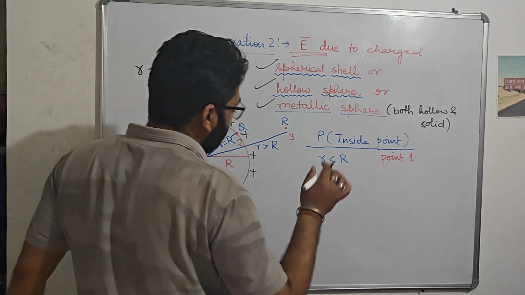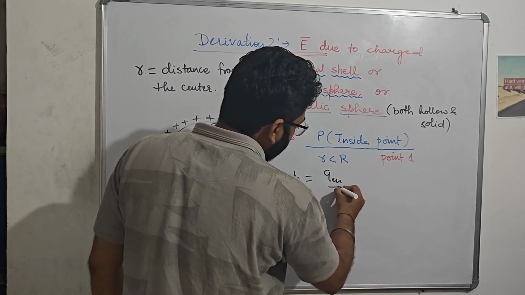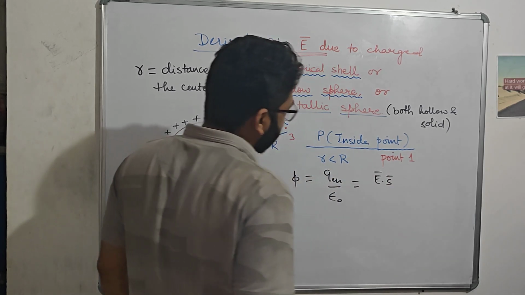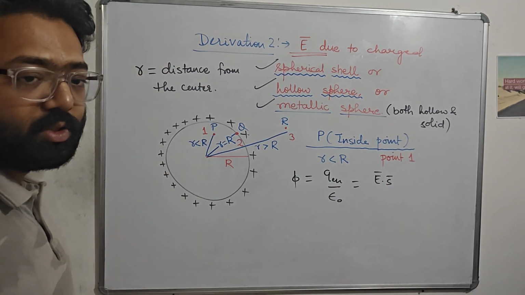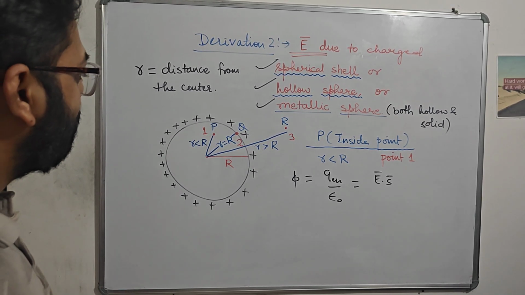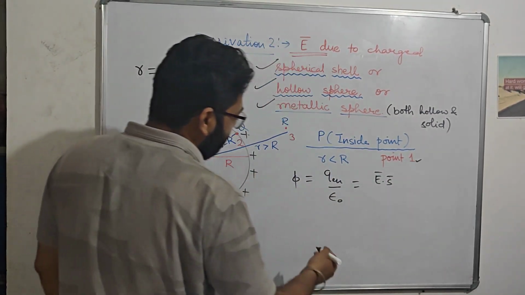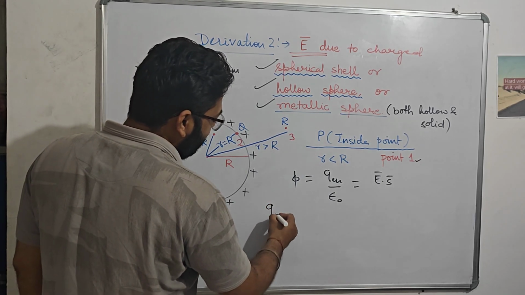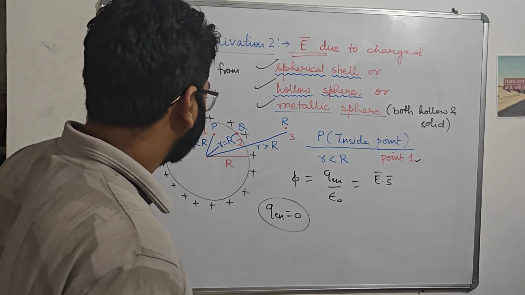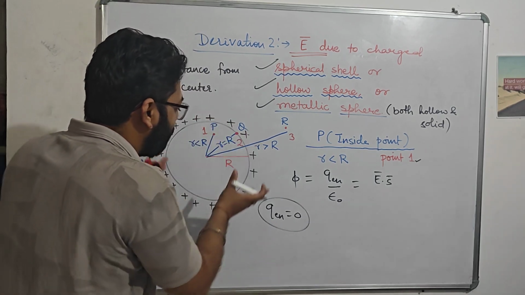So first of all, you'll say that electric flux has got two formulas. First is charge enclosed upon epsilon naught, and second is E dot S. Okay, so these are the two expressions of electric flux. So how do we think about this first point here? Clearly for this point 1, charge enclosed is equal to 0, because there is no charge inside this bulk, inside this volume. All the charge is present on the surface.